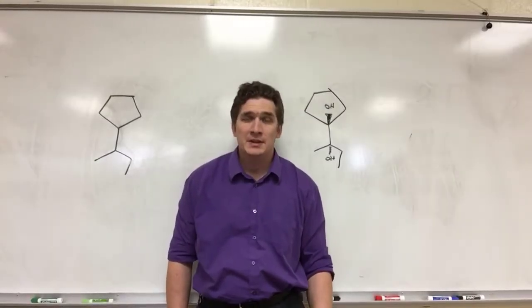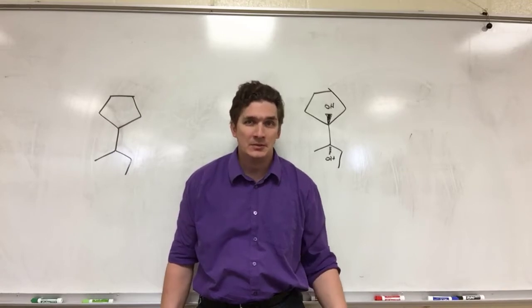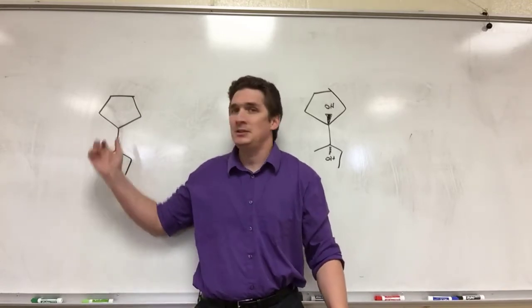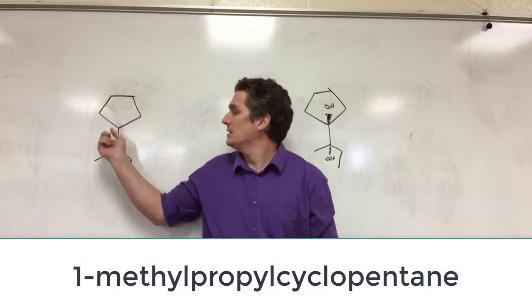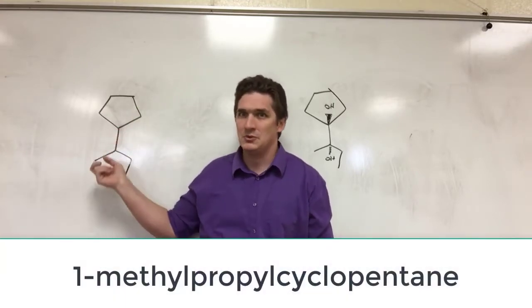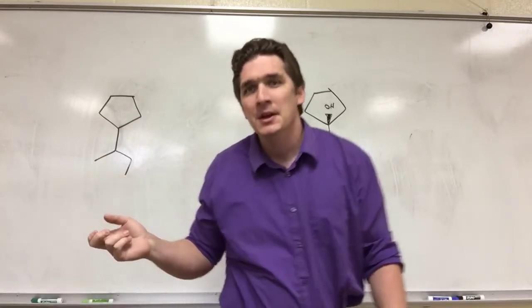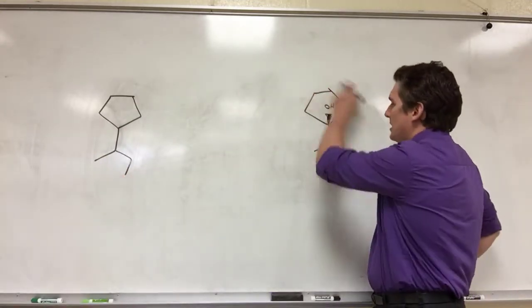Alright, we've got another synthesis video, and this is going to be a tricky one, so hopefully it'll work out for us. But we've got our starting compound here on the right. We've got a five-membered cyclopentane ring with this great thing outside. I won't bother trying to name it. And our goal here is to create this compound on the right.